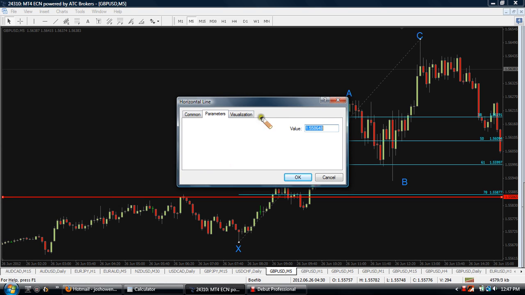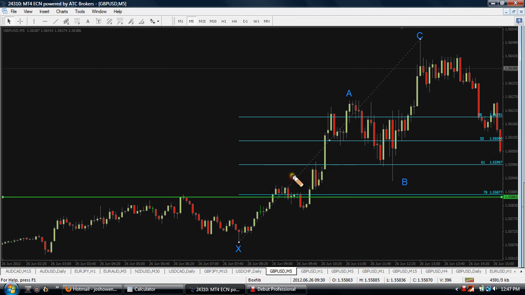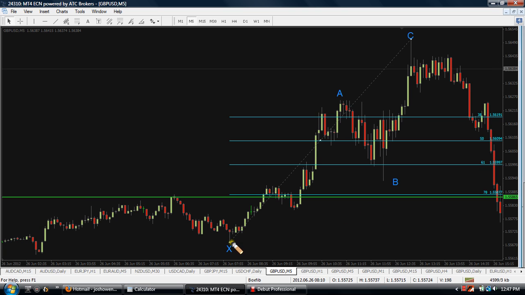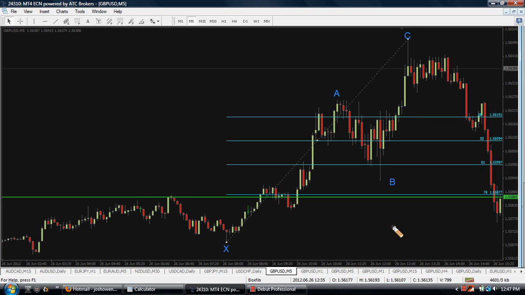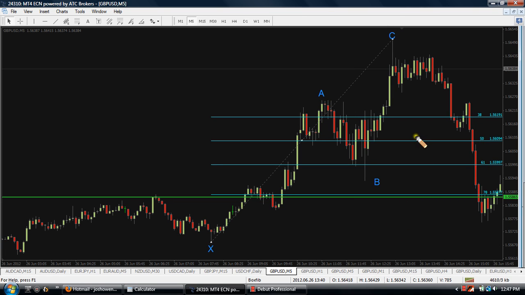And I'm putting it a little bit below just so you can still see the fib level there. And I'm going to change that to green. And we're going to continue forward. Now, we get filled right here. You can see that. Our pending order gets filled, and we're in the trade. Our stops are 10 pips below X.